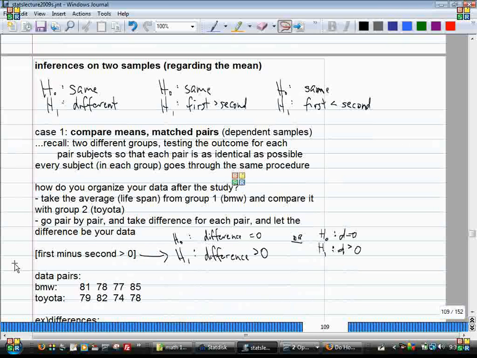What do you mean the average for each pair? Yes. So one thing you can do is you can say all the BMW people live to be an average of whatever it is, and all the Toyota people live to be an average of whatever it is. And then you could try to compare those averages in some way. That's one thing you can do.